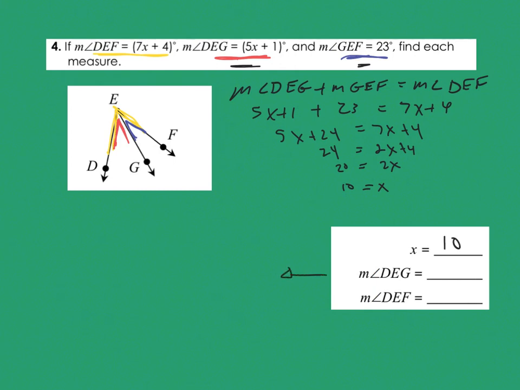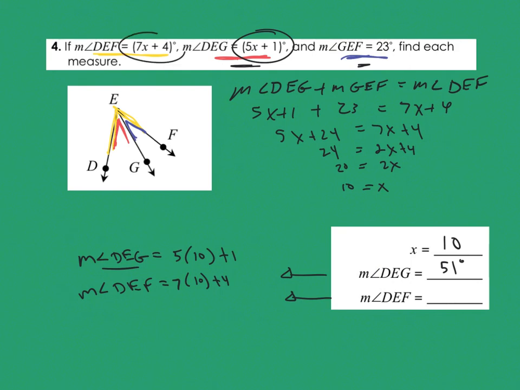Now, to get the measure of angle DEG and DEF, we're just going to substitute in the value of x. So we were given that the measure of angle DEG was 5x plus 1. So that's 5 times 10 plus 1 is 51 degrees. All right, I'm going to remember the degree mark because I'm measuring an angle now. And the measure of angle DEF is 7 times x plus 4, which is 7 times 10 plus 4, or 74 degrees. Now don't forget that it was given to me that GEF was equal to 23 degrees.